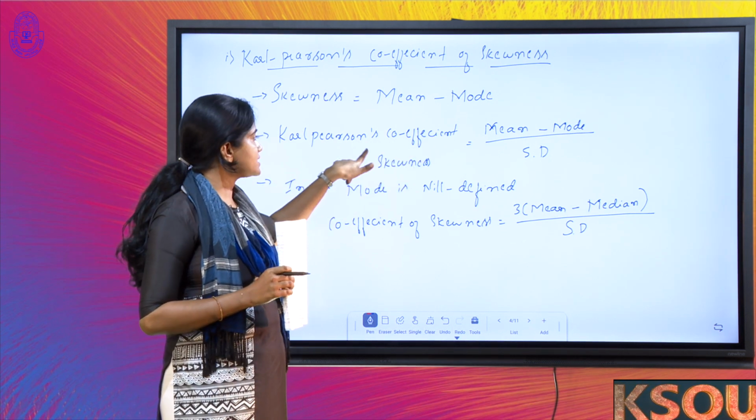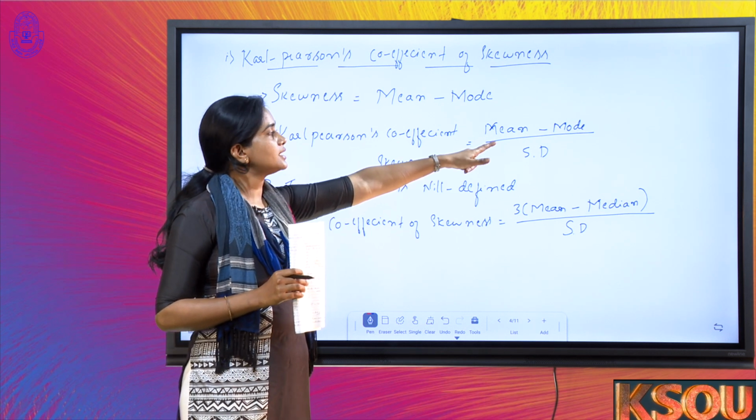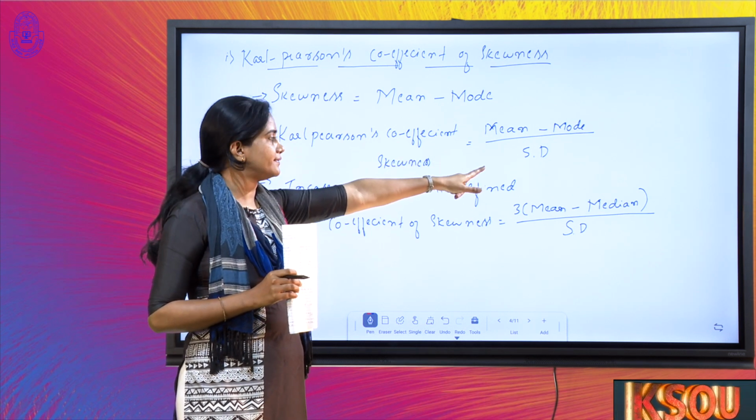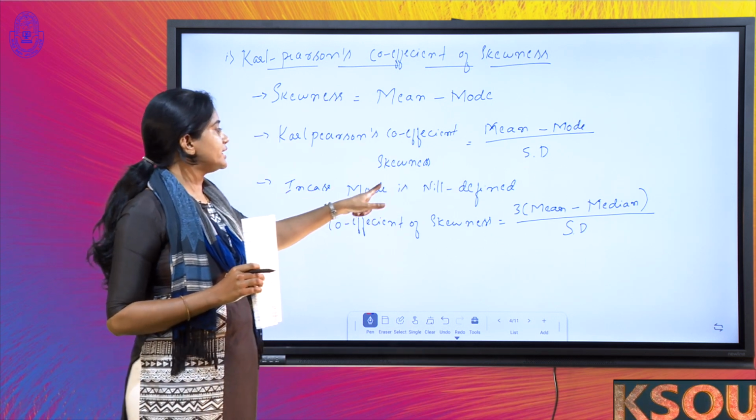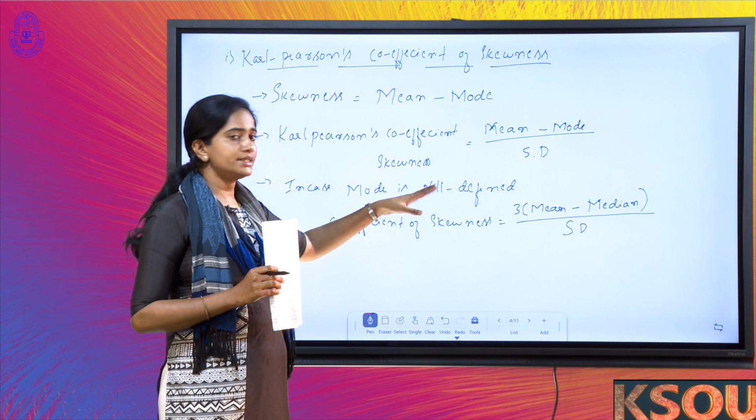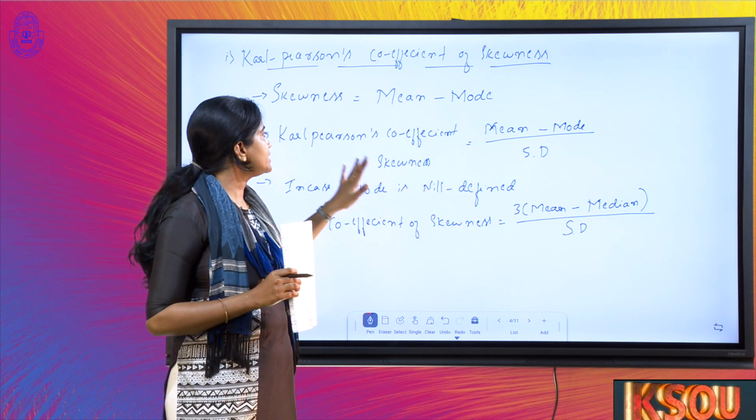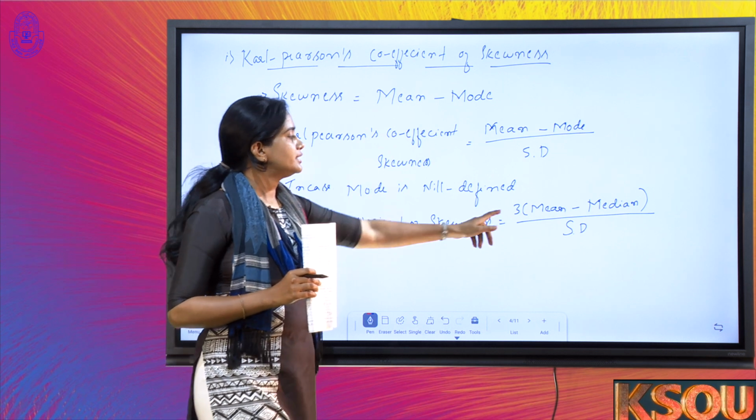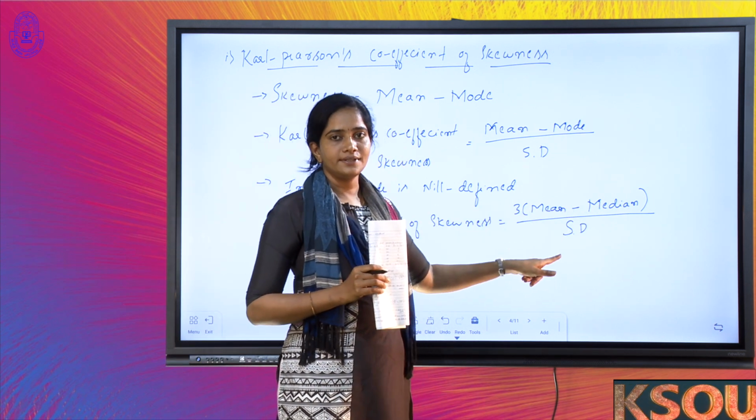Karl Pearson coefficient of skewness is given by mean minus mode divided by standard deviation. Suppose the mode is absent, or mode is nil or 0, then the coefficient of skewness under Karl Pearson is 3 into mean minus median divided by standard deviation.